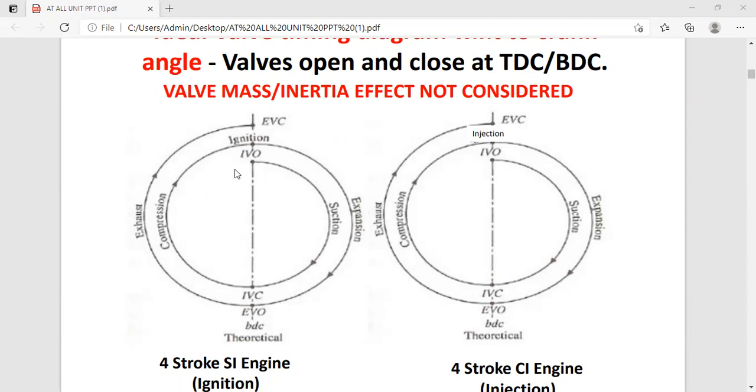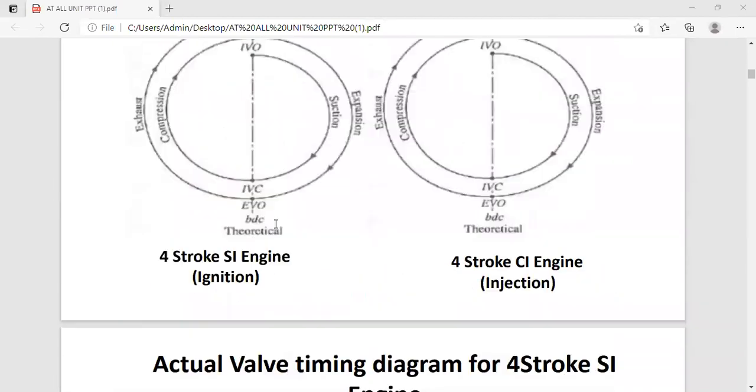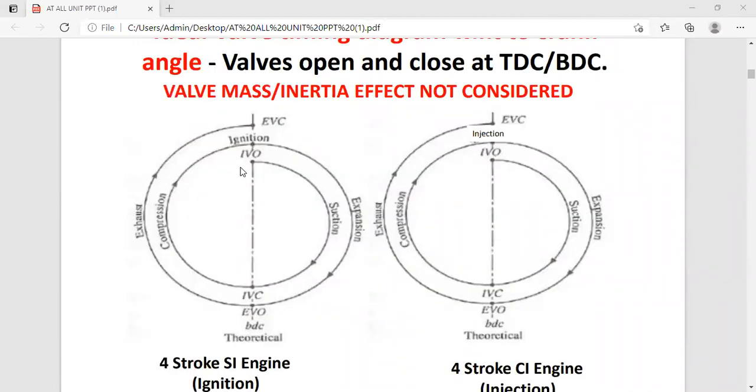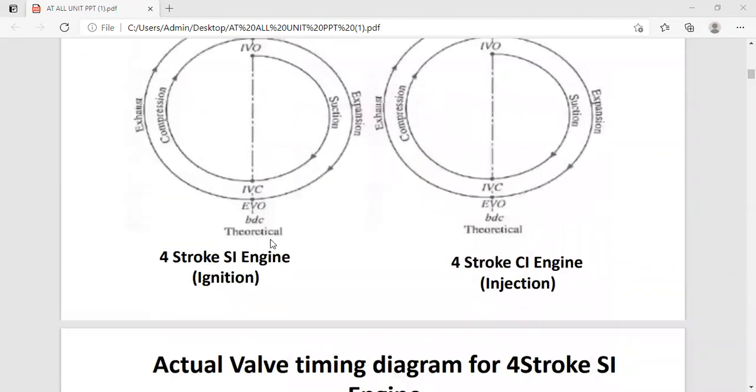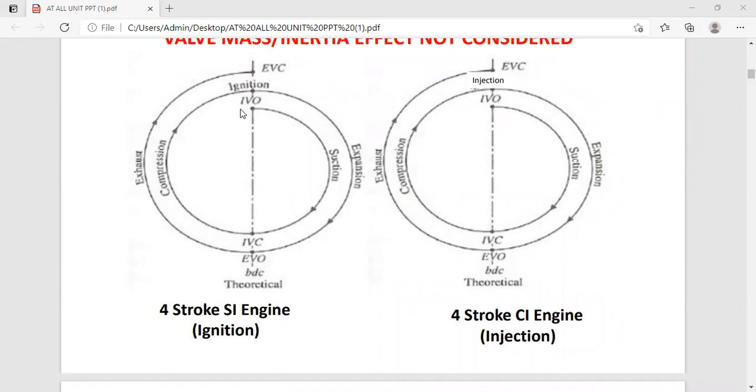we are saying that the valves have some kind of inertia. So we have to keep the inlet valve opening before TDC and it must close after BDC. Next, the exhaust valve opens before BDC over here and it will close after TDC. Now see, I have given here in the Bernoulli format, inlet valve opens 10 degrees before TDC and it will close after 20 degrees. So see here, the point lies over here.